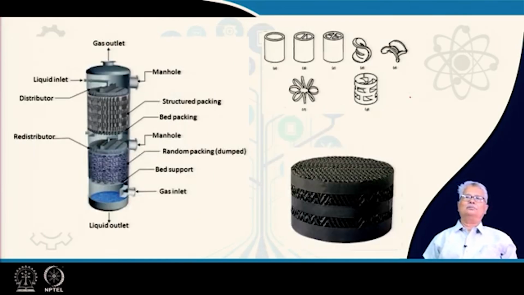This is also something which we have seen in the last class. This is about the structured packing which come in blocks, and these blocks are sewn together and put inside. The random packings are dumped, and there are various random packing shapes which are given here with distinctive names. I am sure that you have come across the individual names while you have started your packed towers in your mass transfer course.